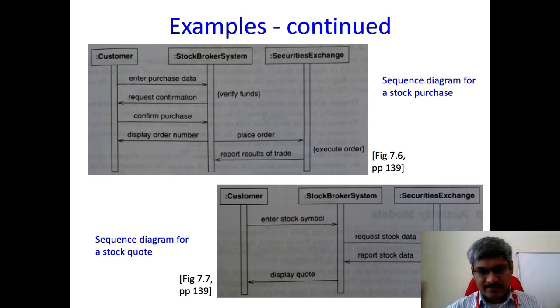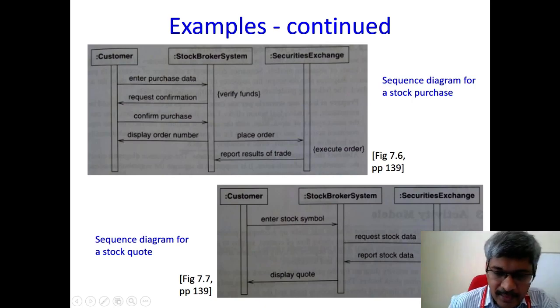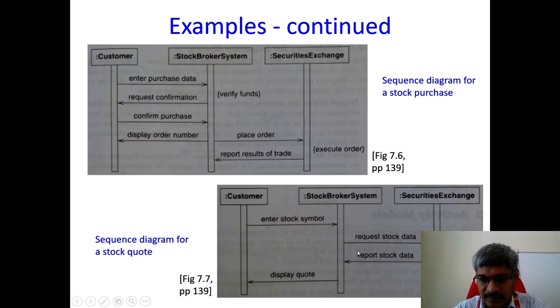So the stockbroker system is one use case, and here we have several sequence diagrams for that particular use case. In this case, the customer is entering the stock symbol, whatever stock he wants to purchase. The stockbroker will ask the securities exchange to request the stock data. That will report the stock data, and the stockbroker system displays the quotation. Once the customer is okay with the quotation of that particular stock, he can go back to this sequence diagram and make a purchase.